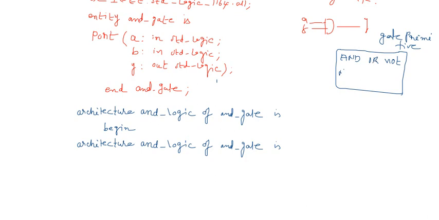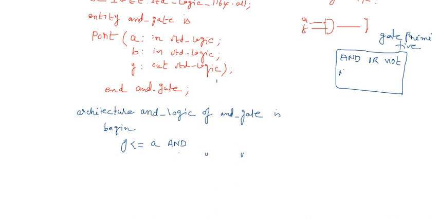So my output Y, less than or equal. This is called a non-blocking statement. It's simple, this is similar to equal. That's all, less than or equal. My input variable A, what operation do I want to perform? AND operation. You can write the AND logic like this, in between A and B, semicolon.